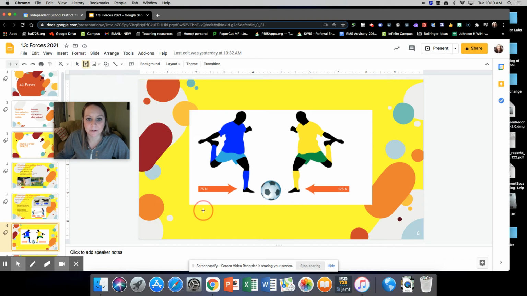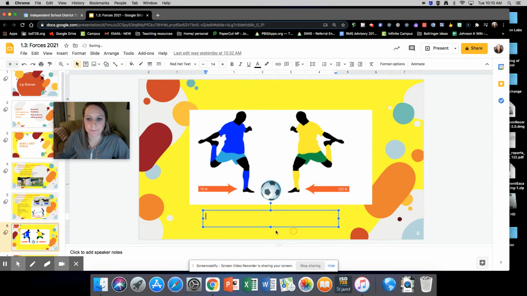All right, so the ball is going to move. Since they're moving in opposite directions, I subtract them. So I do 125 minus 75, and I get 50 newtons. So the ball is going to move with a force of 50 newtons, and it's going to move to the left because that is the one where there's a greater force.